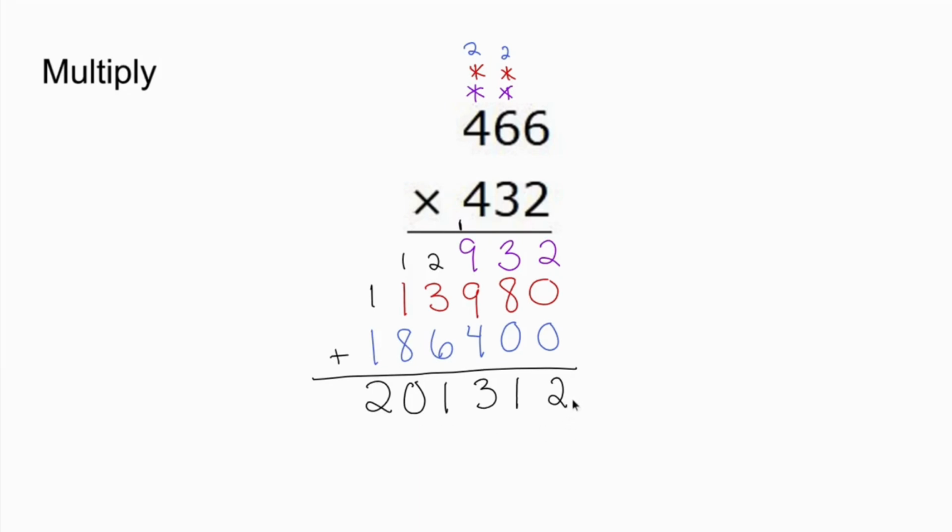So let's go from the right, count out our commas, 1, 2, 3, comma, 1, 2, 3, we're done. And we end up with 201,312. And that is our answer.